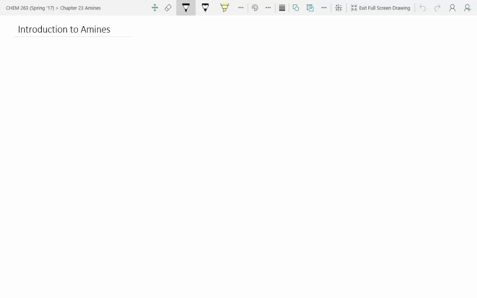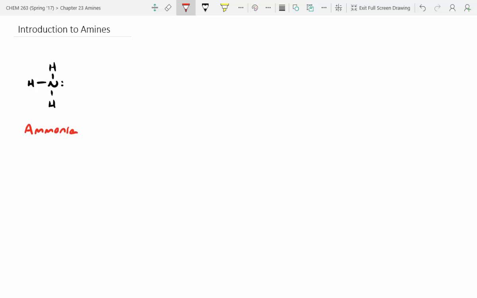So chapter 23 is all about amines. Amines, we've seen a fair amount in the previous chapters, but I wanted to do some review. Let's go back to the very, very basics. What's this compound called? Ammonia.